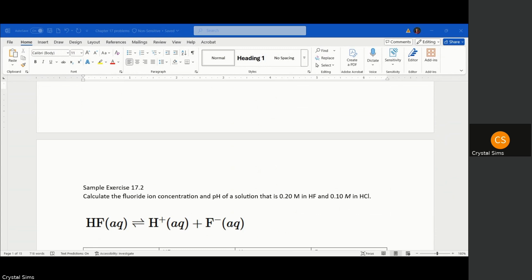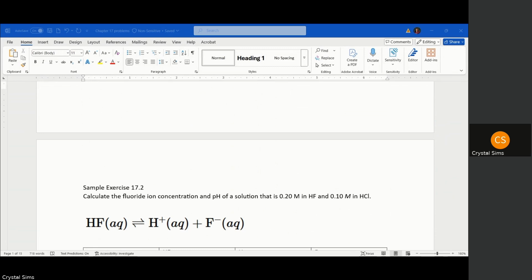So we're going to follow the same steps we did last time. We have to figure out kind of the identity of these solutes. So HF is a weak acid. HCl is a strong acid. And in this case, our common ion is going to be the hydrogen ion. So because HF is a weak acid and HCl is a strong acid, we're going to have three major species involved: HF, the hydrogen ion, and the chloride ion.